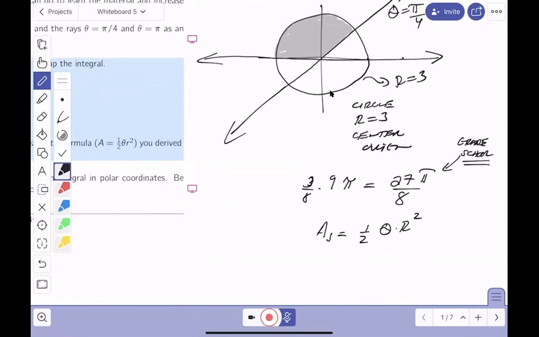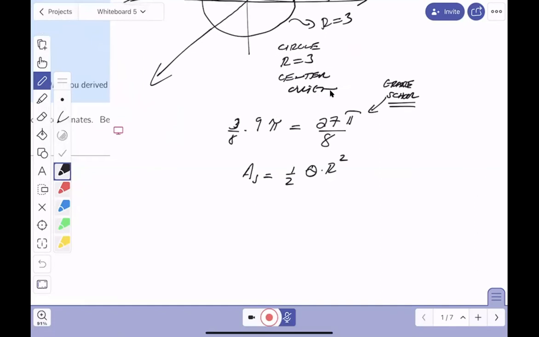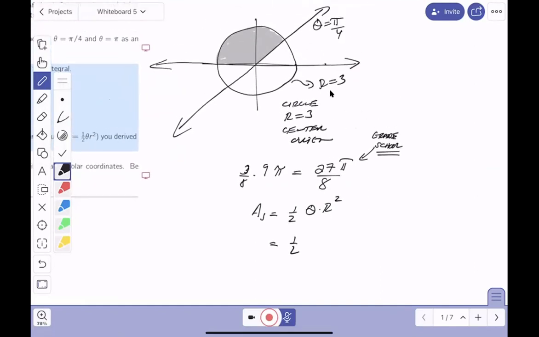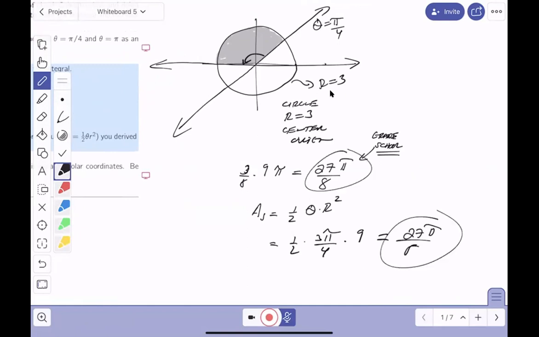The area you knew in grade school was pi r squared for the area of a circle. This is what you did in Math 120. Well, let's write it down. What do you get? 1/2. Well, what's the theta over here? The theta is going to be this angle over here, and that's going to be 3 pi over 4, right? And r squared would be 9. What does this give you? Well, 3 times 9 is 27. You get a pi, and 2 times 4 is 8. You still get 27 pi over 8. Well, I would be shocked if I got something different.